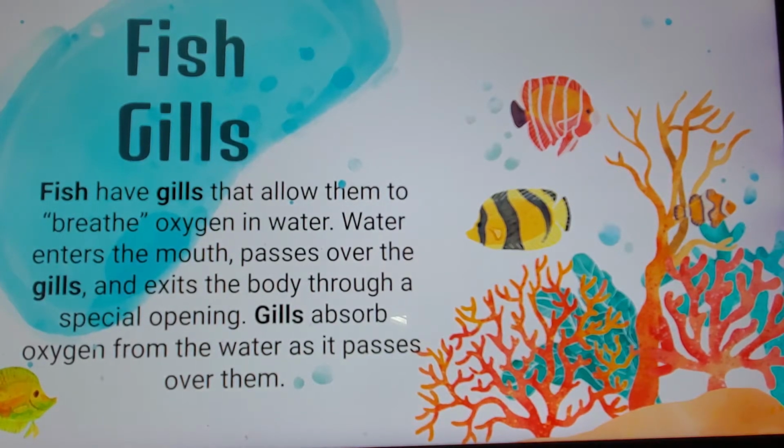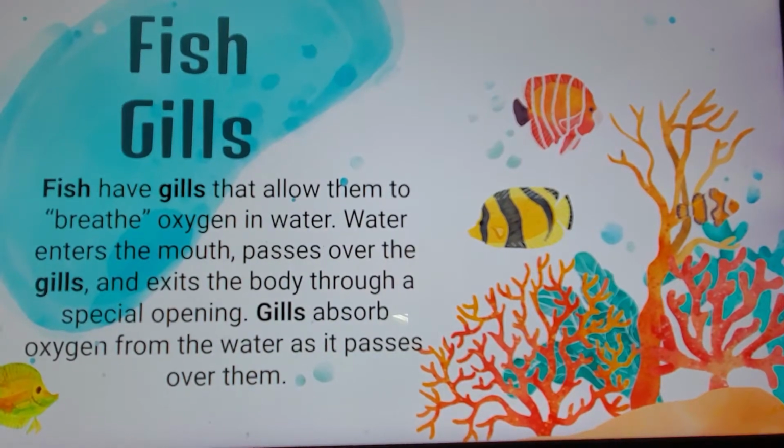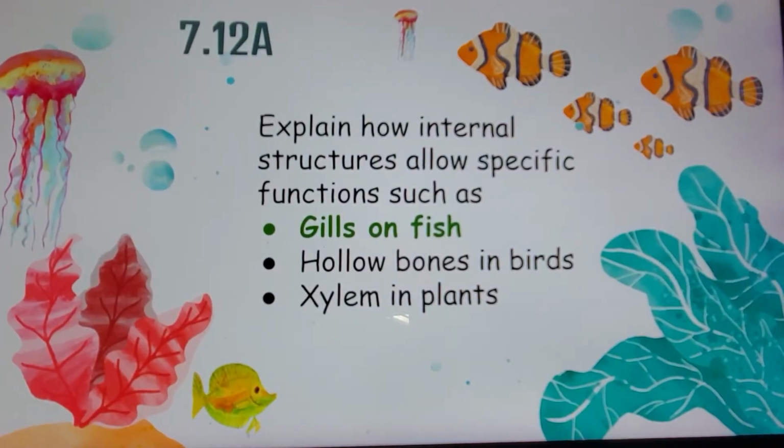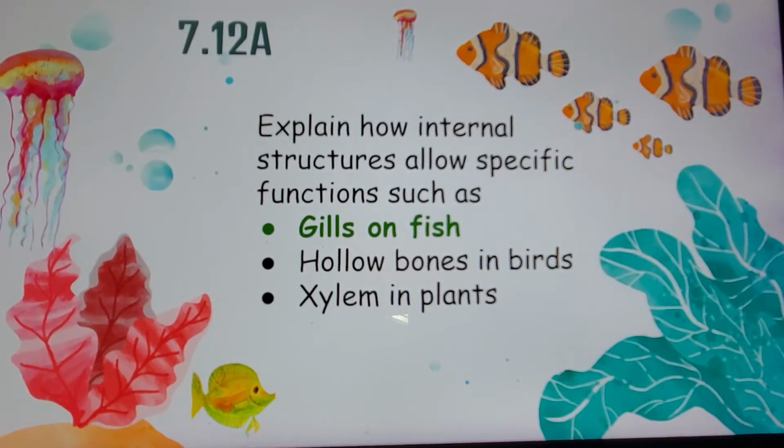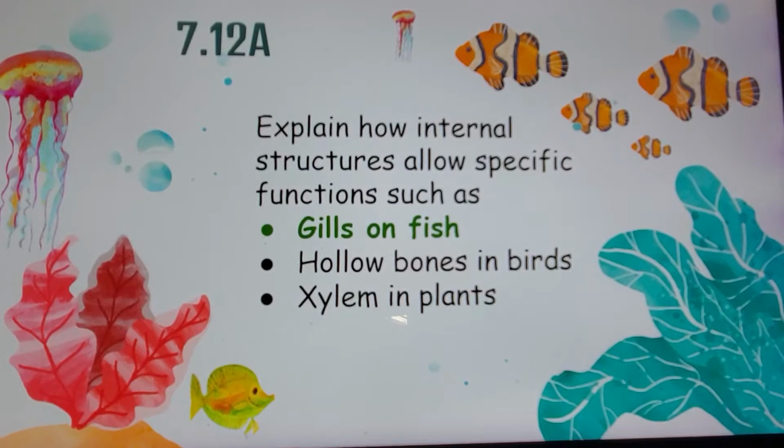Water enters the mouth, passes over the gills, so it just kind of flows over the gills, and exits the body through a special opening. Gills absorb oxygen from the water as it passes over them. So they don't have to take it into their body, like inside the organ. It just flows over it and they're able to pull oxygen out. And we're doing that because in 7.12a, the TEK, it specifically says that you should know about gills and how gills are an adaptation that allow fish to live underwater.